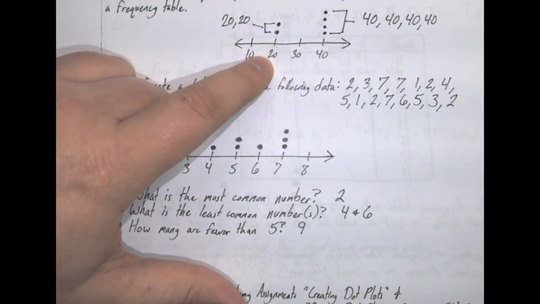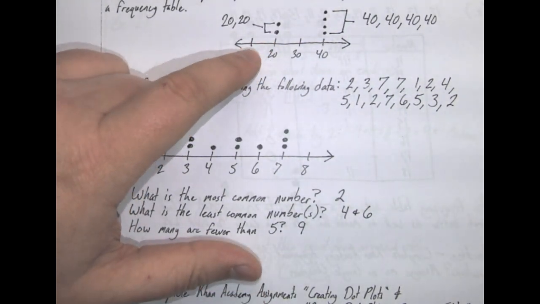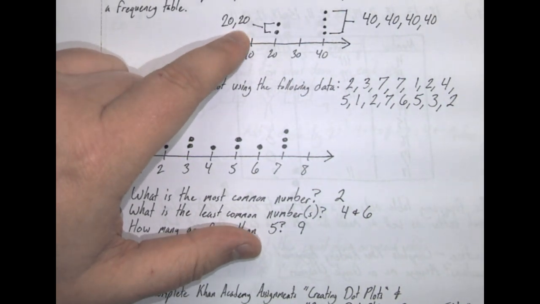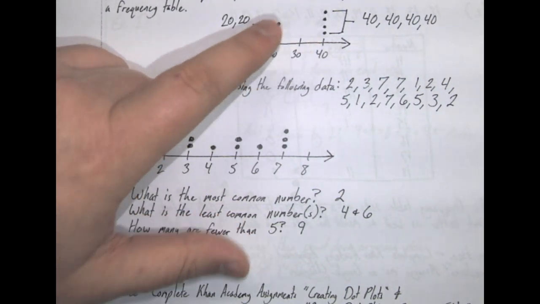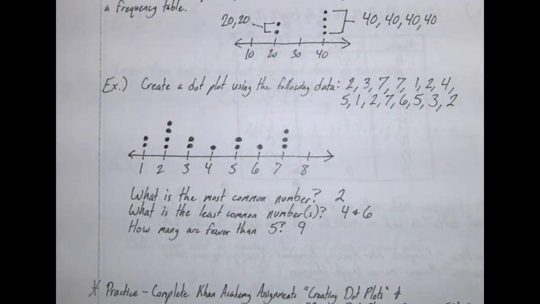So we have 2 dots on 20 in this example. That means 20 occurred twice in the set of data. Then we have 4 dots for 40, meaning that 40 occurred 4 times in that set of data.